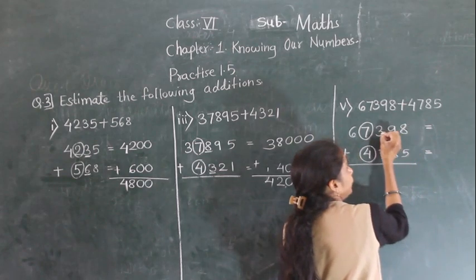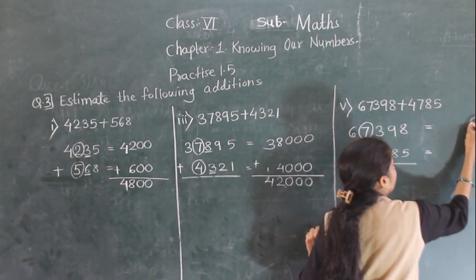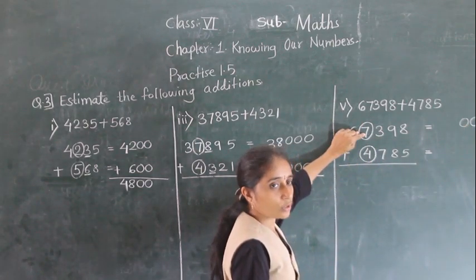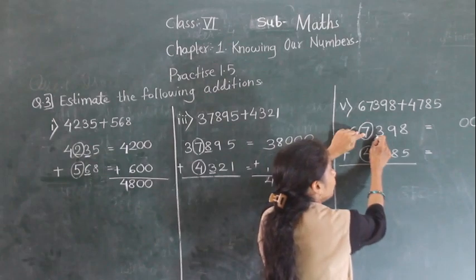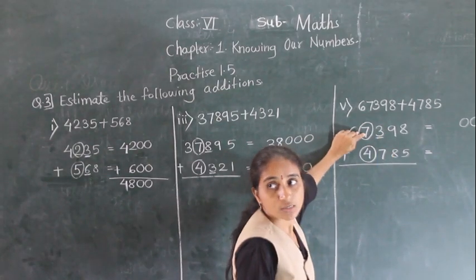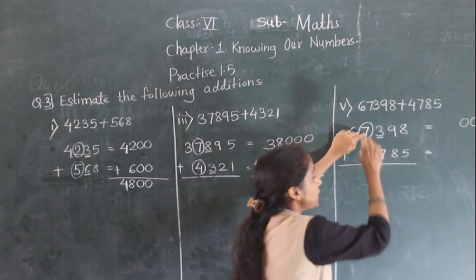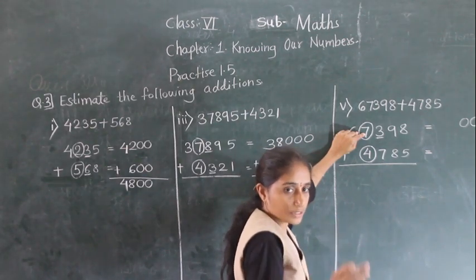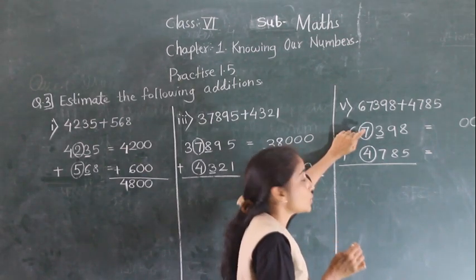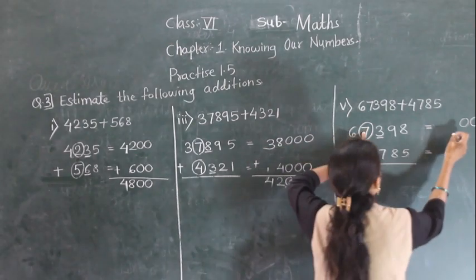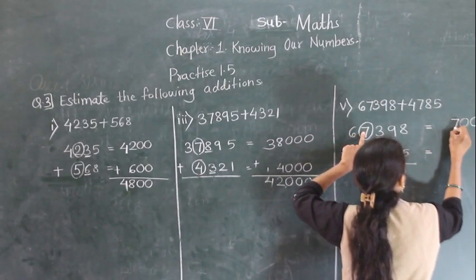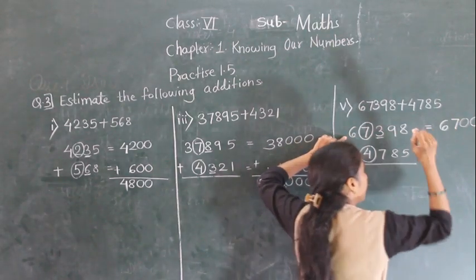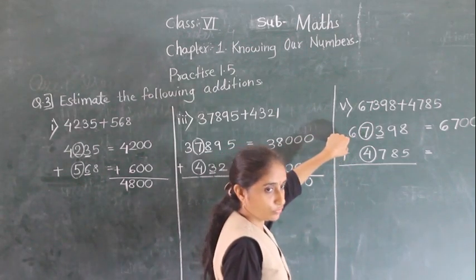So 1, 2, 3. 3 zeros. 1, 2, 3. Okay. Now this digit we are going to round off. So check the digit from hundreds place. It is less than 4. So this digit will not change. This digit will be as it is. And before that digit also as it is. We do not have to change before that digit.